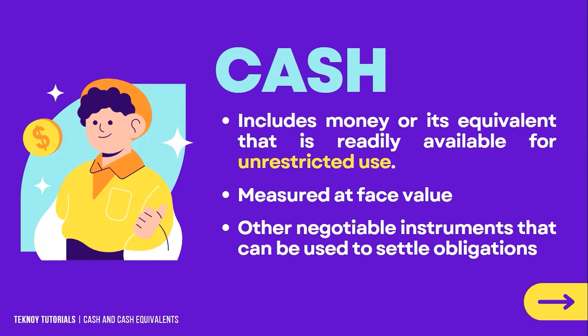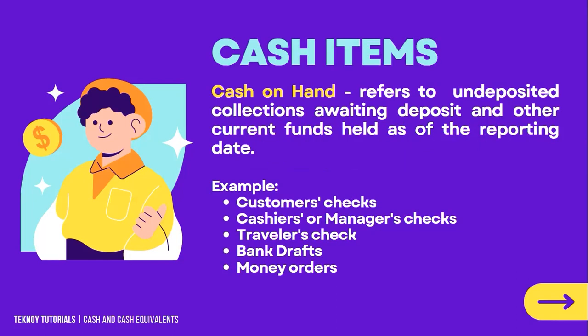Now, what are the items included in cash? First, we have cash on hand. Cash on hand refers to undeposited collections awaiting deposit and other current funds held as of the reporting period. Examples include checks received from customers or other external parties, such as customers' checks, cashiers' or managers' checks, and travelers' checks. We also have bank drafts.